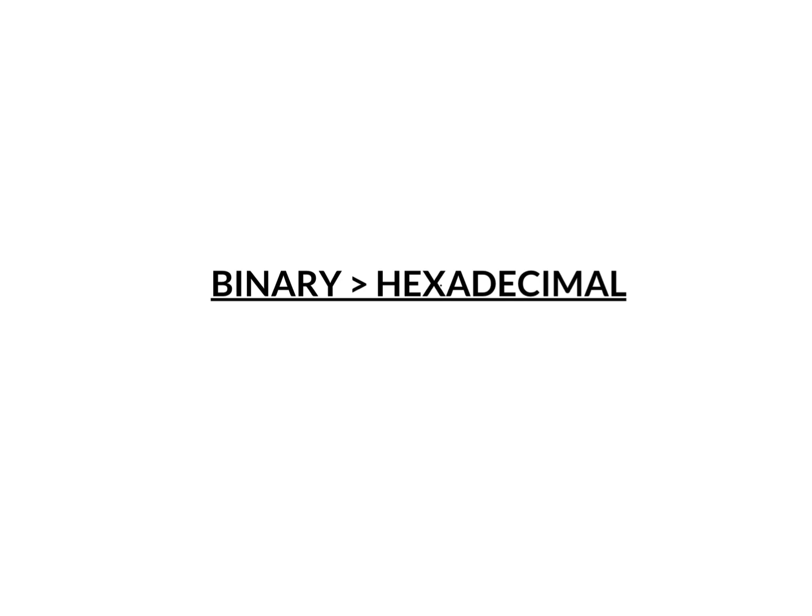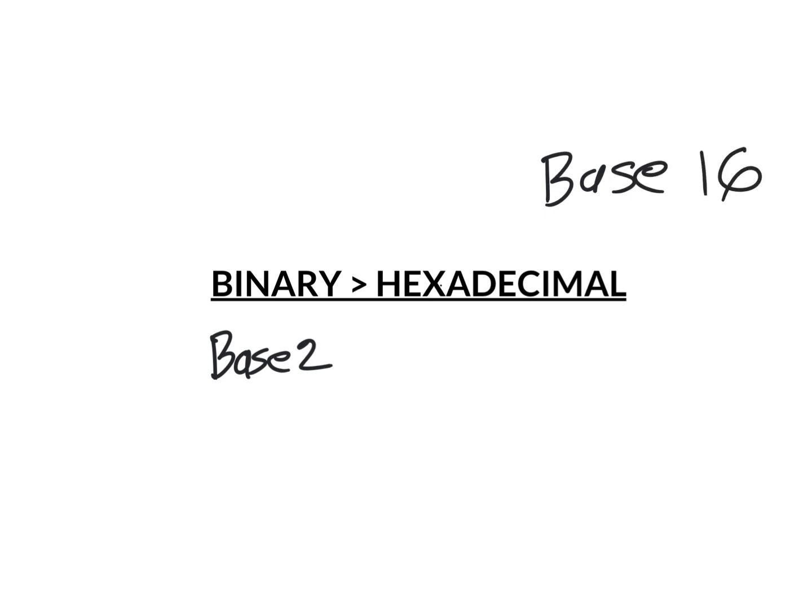Okay, let's do binary to hexadecimal. Remember the base for binary is base 2, and for hexadecimal, it's base 16. Okay, so binary to hexadecimal. Let's put a line here.